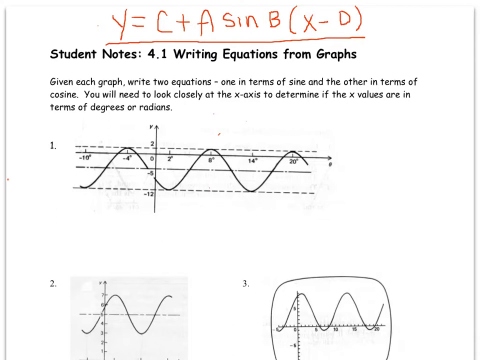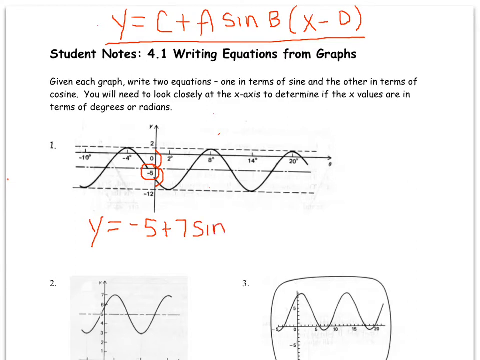I'm going to do that on number 1, and then from there on we're just going to do whichever one is easiest, whichever one is more obvious. Okay, so looking at number 1, I'm going to remind you what each of these means. C is the vertical shift. That is the sinusoidal axis, which in this case is -5. A is the amplitude. That's how far up and how far down we have to go to get to the top and the bottom. So that's 7.